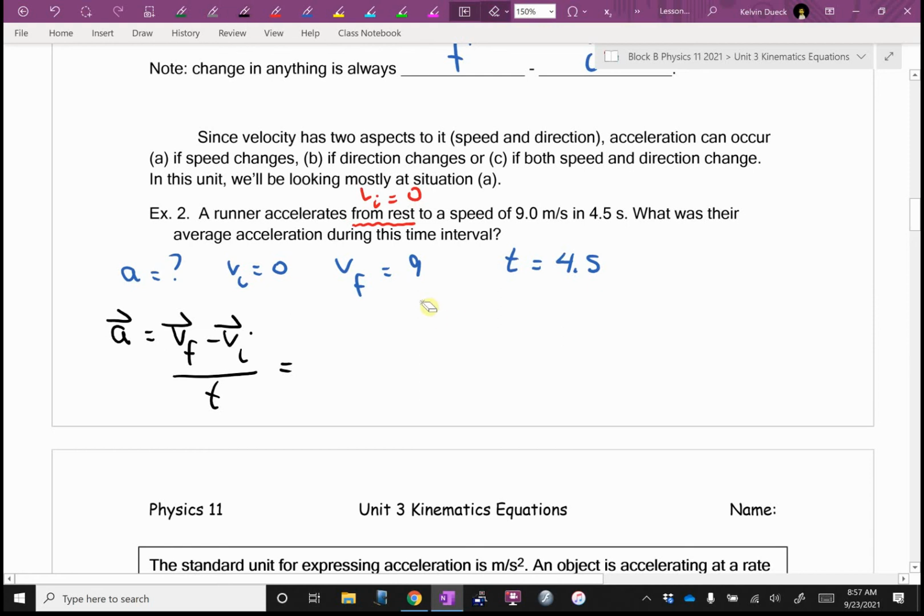Nick, what was VF as a number exactly? What was VI? We wrote it down. Over. What was T? Now we're at the plug and chug stage. Get out your calculator. You might be able to do this in your head.